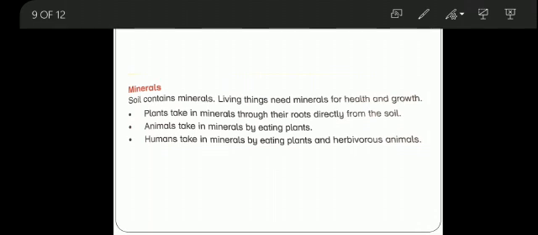Humans take in minerals by eating plants and herbivorous animals. Now, how do we get minerals? We eat different vegetables and herbivorous animals. Herbivorous animals are those animals which eat plants. For example, goat, cow, we eat the meat of these animals, and we eat plants as well, like ladyfinger, like lettuce. These vegetables all contain minerals. In this way, we take in minerals.